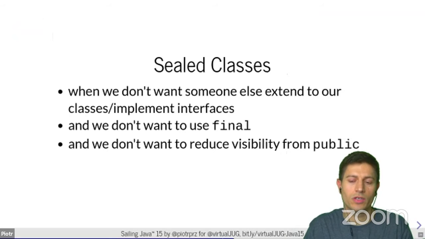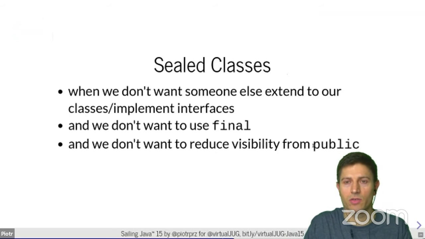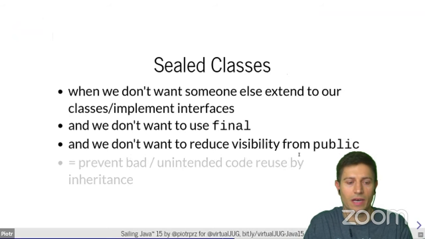And we also don't want to reduce the visibility from public, because, for example, we like to use it in tests, or it's a part of our public API. So why should we be using protected or something like this, or private?